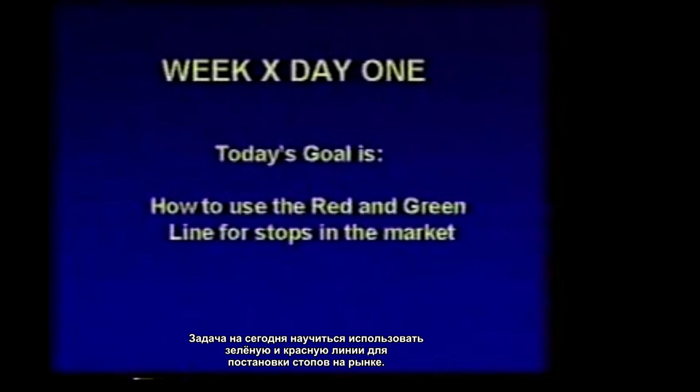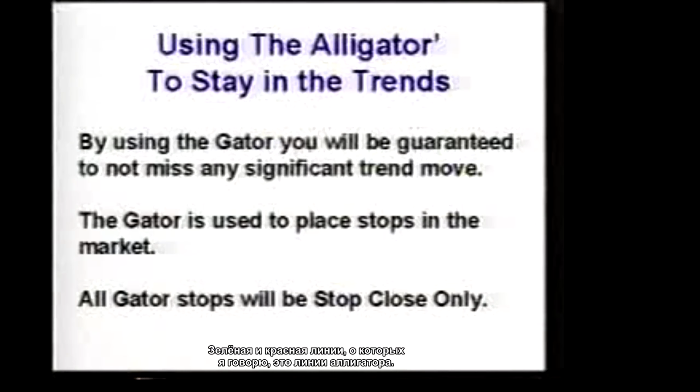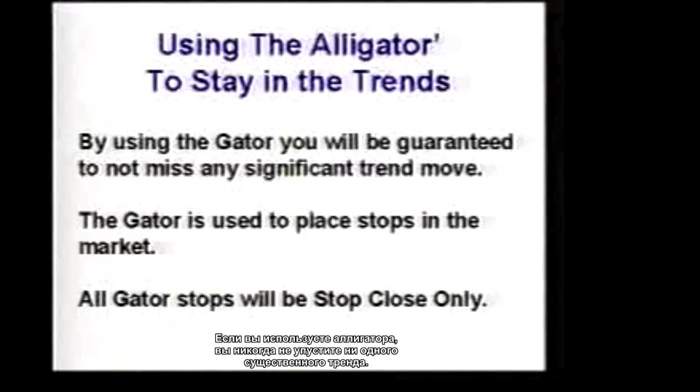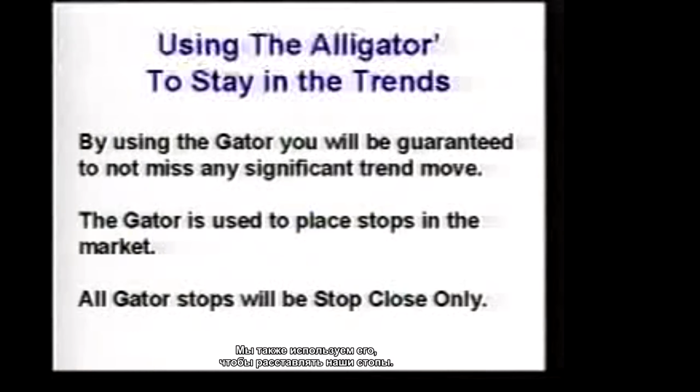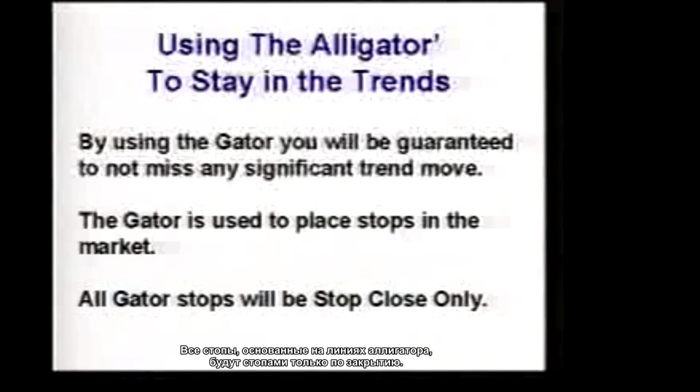So for day 1, the goal is to learn how to use the red and the green line stops for being in the market. The red and green lines I'm referring to are of the Gator. The red line is the Gator's teeth, and the green line is the Gator's lips. By using the Gator, you will never be left out of any significant trend. The Gator is used for many things beyond just letting you know what side of the market you want to be on. We also use it to place our stops. All stops that are used with the Gator will be placed as stop close only.